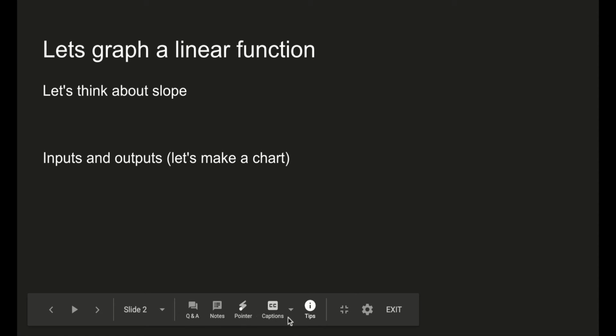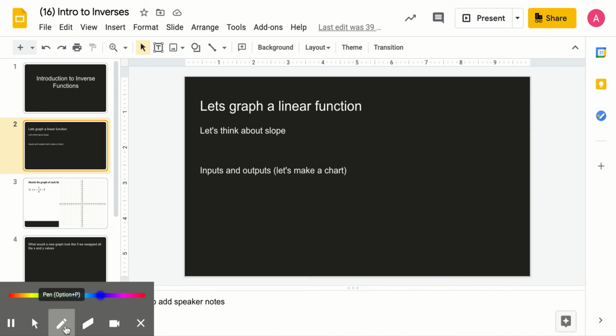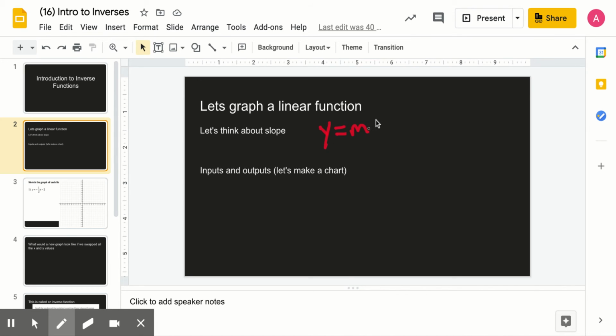Let's review some concepts like, say, slope, right? Inputs and outputs. Important stuff. These are things that we learned in Algebra 1, and here they are showing up again, so it's good to review. Slope, if we think about slope-intercept form, which looks like this, that's the slope right there, right? M.